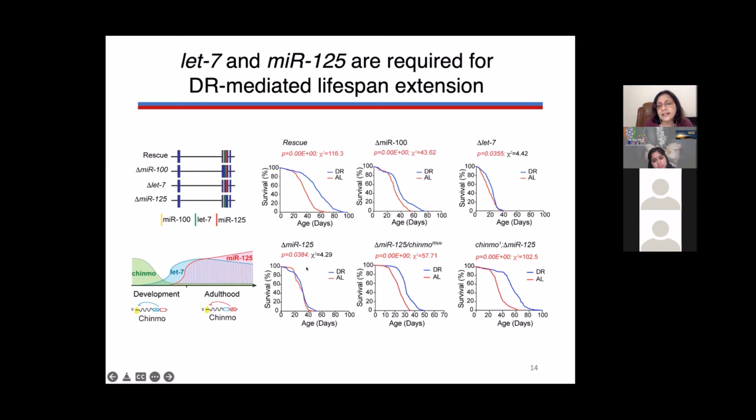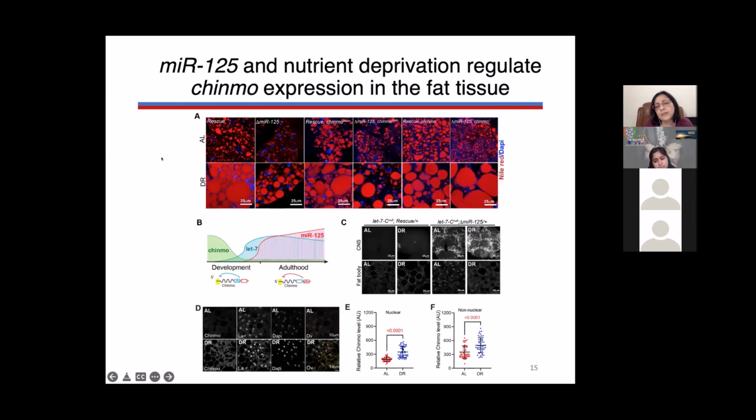This increase leads to deregulation of fat metabolism, which I'll show you. But if you reduce the level of KINMO in these mutants, by RNA interference or by genetic loss of function mutation, we can rescue the mutant phenotype. You can see that these mutants then have a lifespan increase upon DR. This suggests that MIR125 regulates its target KINMO, and that this is what is required for DR-dependent lifespan extension. So these are some of the assays that we did.